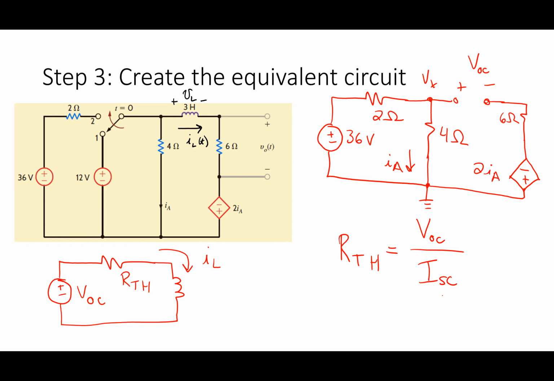The other thing I needed to do is to figure out the R Thevenin, right? In this case, because it's got a dependent source, we already talked about this. The dependent source means that I'm going to try to find the I short circuit and use VOC and I short circuit to figure out what the Thevenin resistance is going to be. All right, so what do I do in that case? I got to find I short circuit.